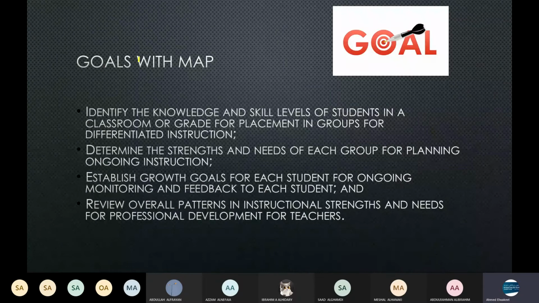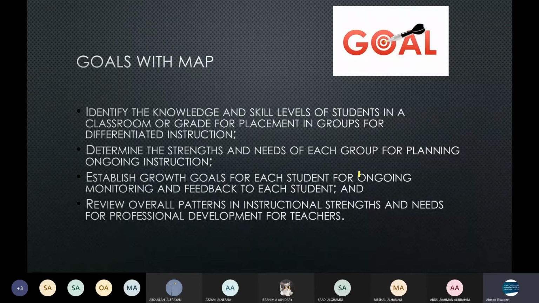For the goals with the MAP, we need first to identify the knowledge and skills level of the students in a classroom or grade for placement to improve, or also for differentiated instructions. We need to determine the strengths and also the needs of each group for planning ongoing instructions, and also establish the growth goals for each student for ongoing monitoring and also feedback to each student.